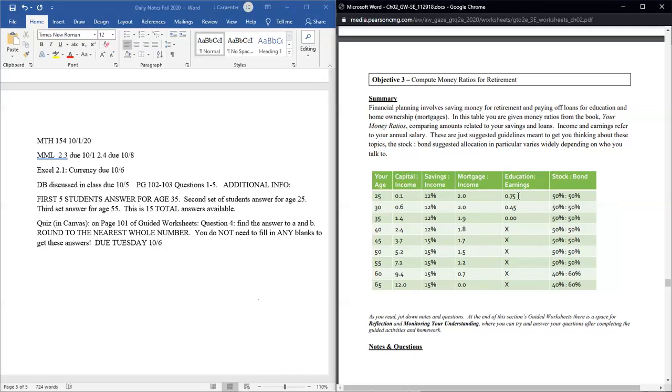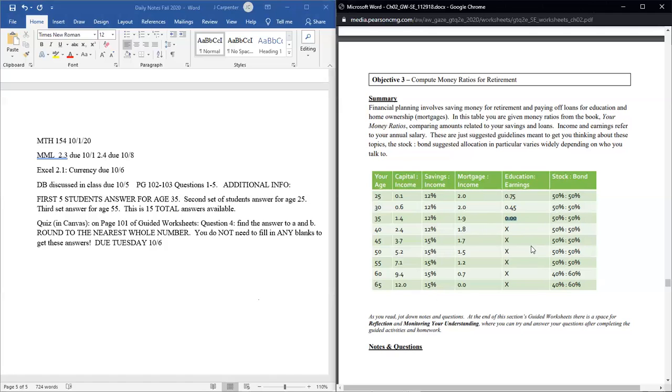Education to earnings. This is saying the amount of money that you have in debt from your schooling or your continued education. So this is 0.75. When you're 25, if you made $100,000 a year, you could have $75,000 in school debt and, quote, be okay. By 30, you could only have $45,000. And by 35, it's zero, which means you should pay off all your school debt by the time you're 35. Now, in reality, I know most people can't do that.